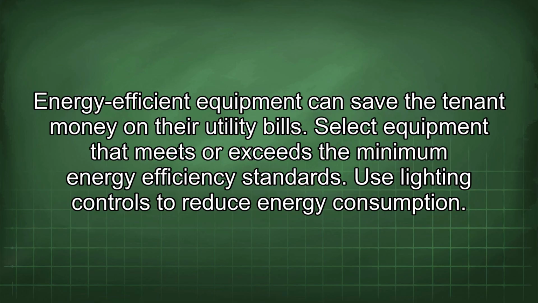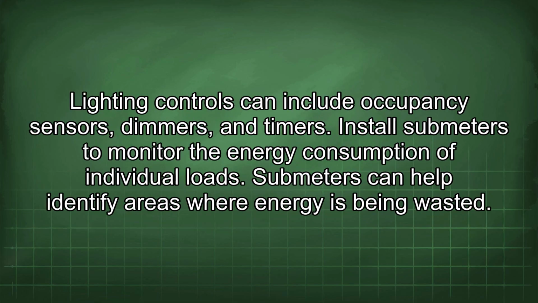Use lighting controls to reduce energy consumption. Lighting controls can include occupancy sensors, dimmers, and timers. Install submeters to monitor the energy consumption of individual loads.